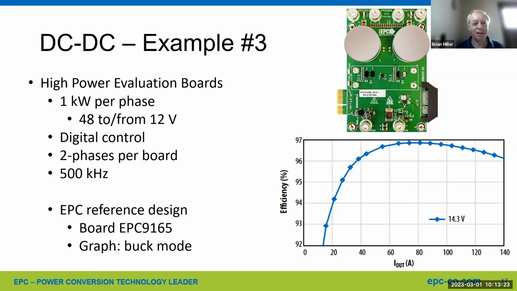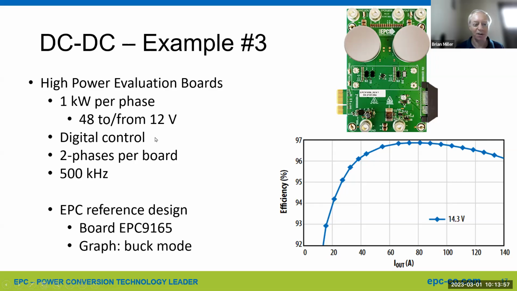Shifting a bit to DC-DC higher power evaluation boards. This is something EPC has concentrated on in the last 2 or 3 years. A whole series of boards where these are 2 big inductors, 2 phases, 1 phase here. They can plug into other boards. These have 1 kilowatt per phase. So it's a buck converter, or it can be reversed into a boost converter, but 1 kilowatt per phase. And the typical default configuration is 48 volts to or from 12 volts.